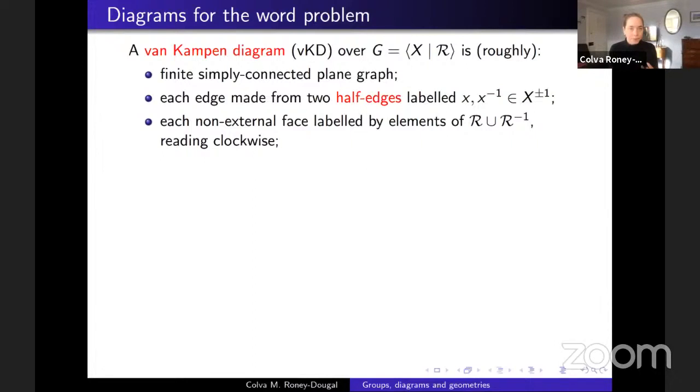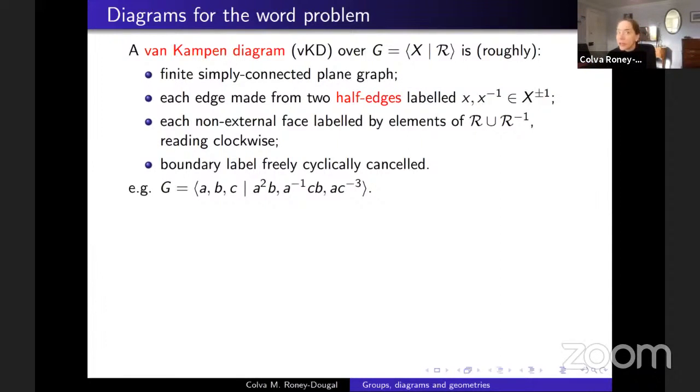And then the label of the boundary, so there's a unique external face, and so there's a single boundary, that label has to be these words freely cyclically cancelled, which I used back at the beginning. So the label of the boundary has to not have any X X inverse pairs. And since it doesn't, freely cyclically cancelled, it kind of reads like a cyclic word because the boundary is a cycle, it doesn't really have a beginning and an end exactly. So let me draw a picture of one of these because that's quite a lot to take in one go.